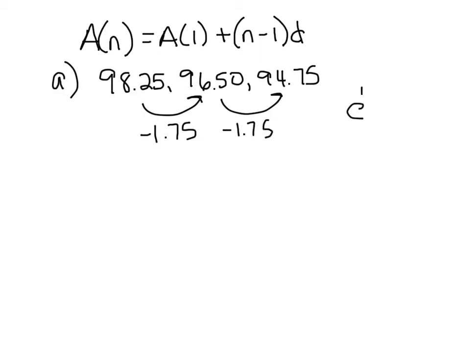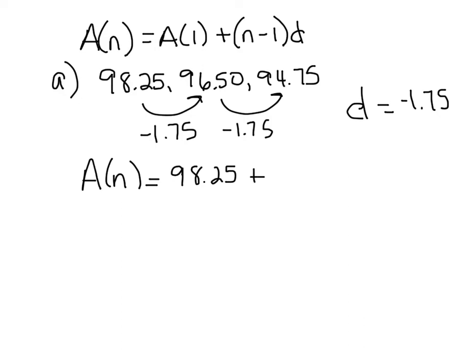So that means our common difference, which is d, is negative $1.75. So if we plug that into our formula, we're just going to write a of n. n stays the same. You don't plug anything in for n. The first term of the sequence, a of 1, is $98.25.